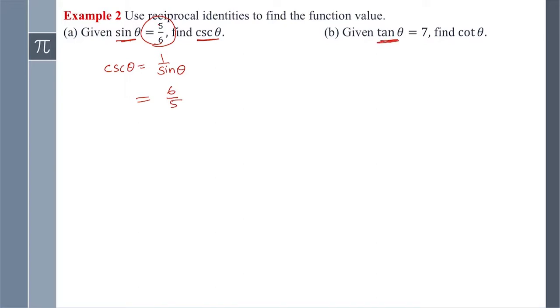Similarly, we are given tangent theta equals 7, and we are asked to find cotangent theta. We know that cotangent theta equals 1 over tangent theta. It is the reciprocal. So 1 over tangent means 1 over 7. That means cotangent theta equals 1 over 7. So that's the value for cotangent. That's how those reciprocal identities are useful.